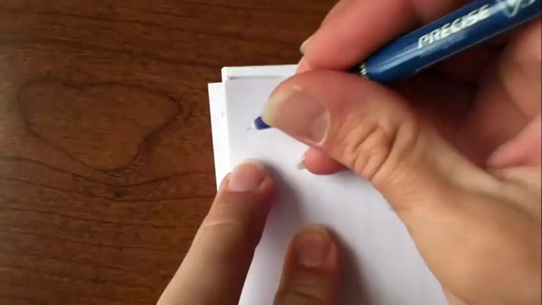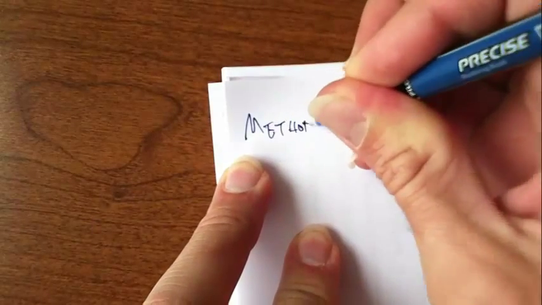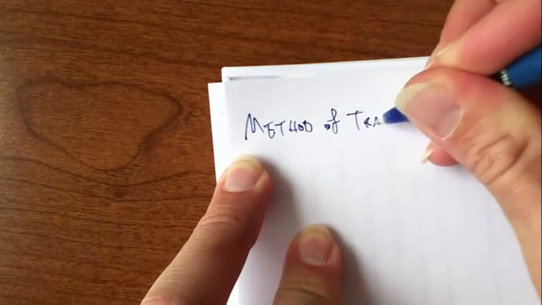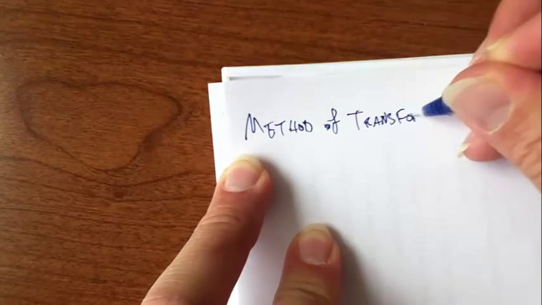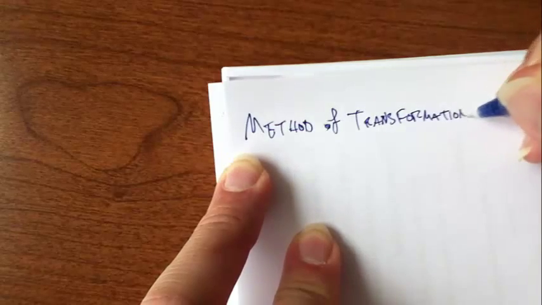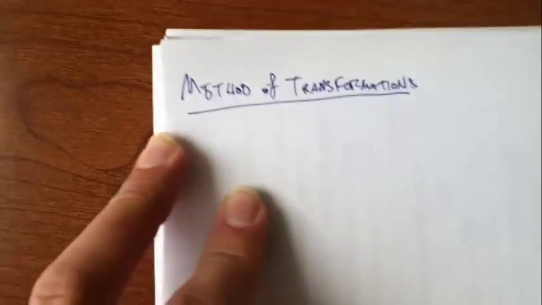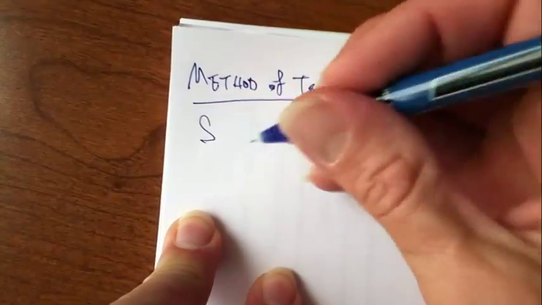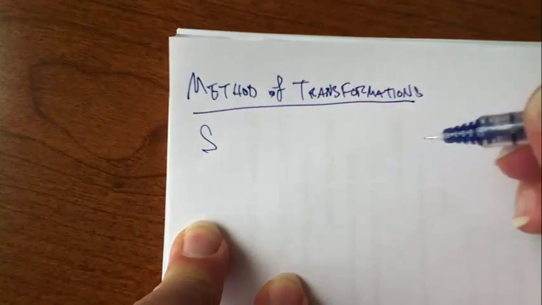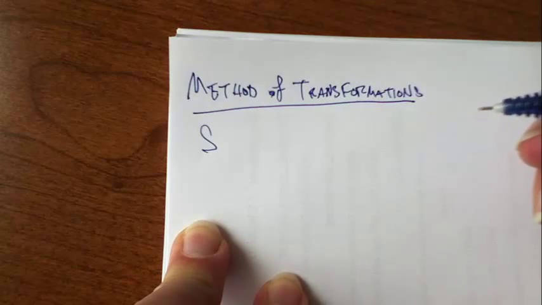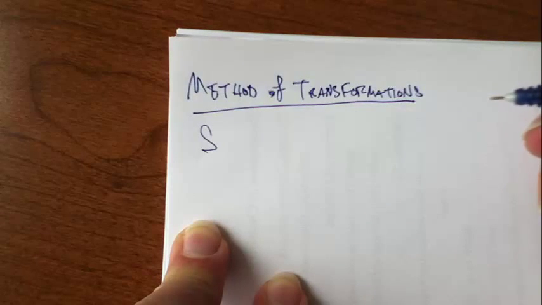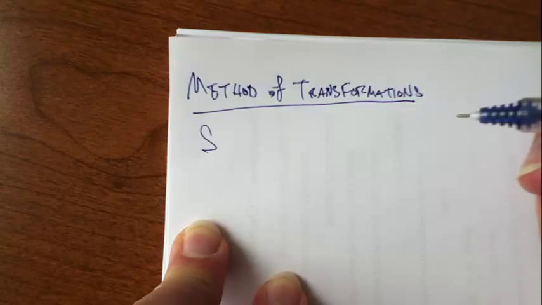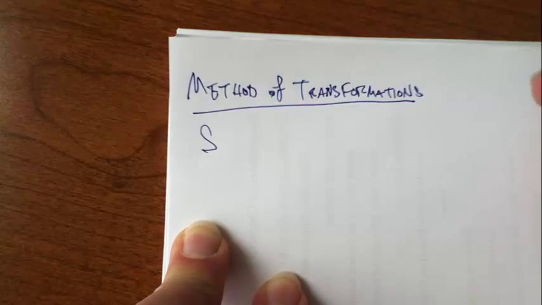All right, the method of transformations. Method of transformations is related to the previous videos. It's sort of an offshoot of that. But it turns out that if you can relate one random variable to another via a strictly increasing or strictly decreasing function, then you have a simple way to get the density of one from the density of the other without having to get the CDF along the way.